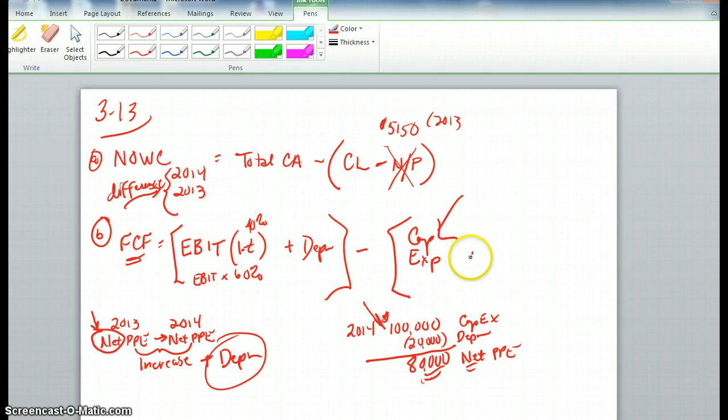And then of course, like I said, you've calculated the NOWAC for the two years, so you'll just need to add the change in the NOWAC, the difference between these two NOWAC figures. You'll add the change, and that'll bring you to your free cash flow. And so that's part B.